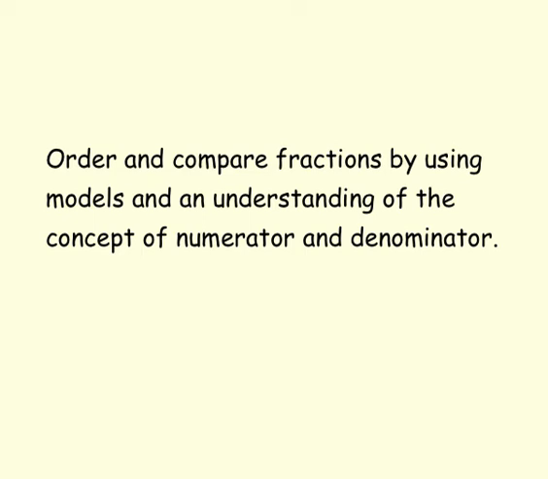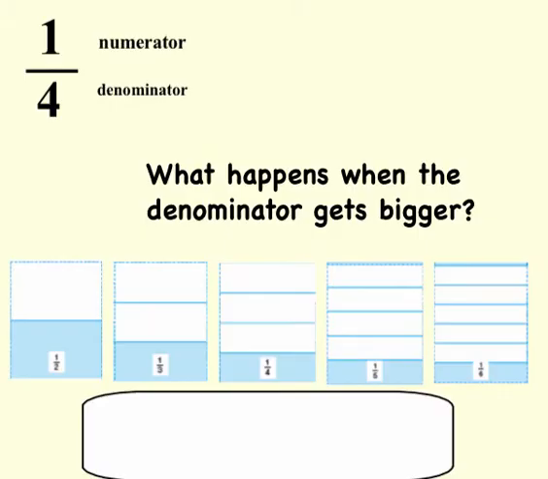Hi everyone, today we are going to order and compare fractions by using models and an understanding of the concept of numerator and denominator. Up in the corner I have the fraction 1/4. I've reminded you that numerator means the number on top, denominator is the number on the bottom of the fraction. Also, I have some pictures of some fraction cards down here.